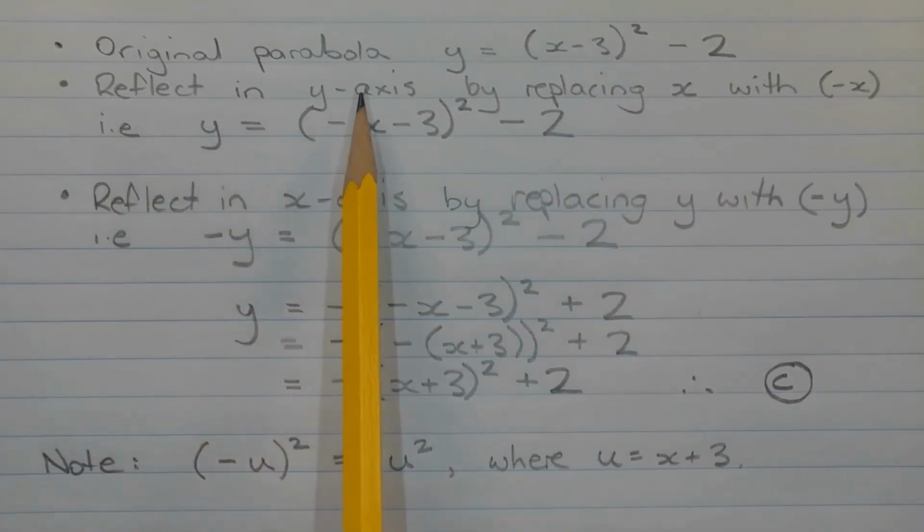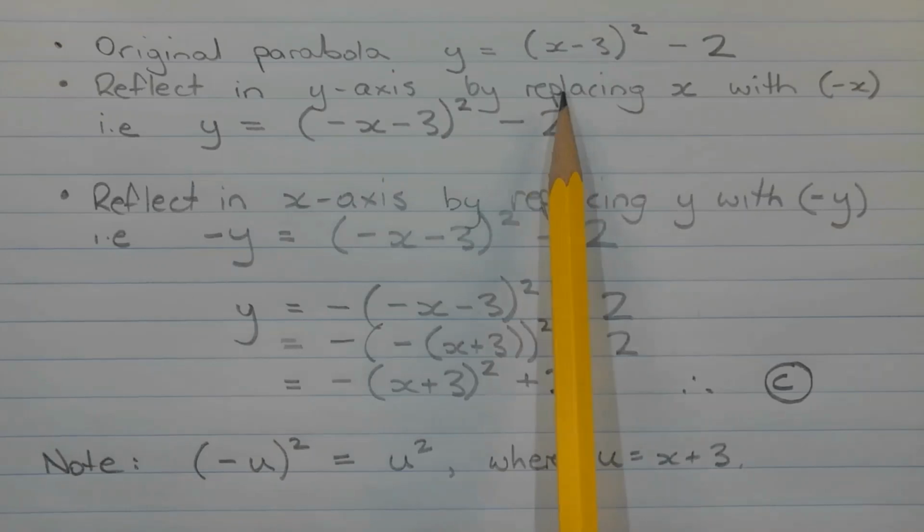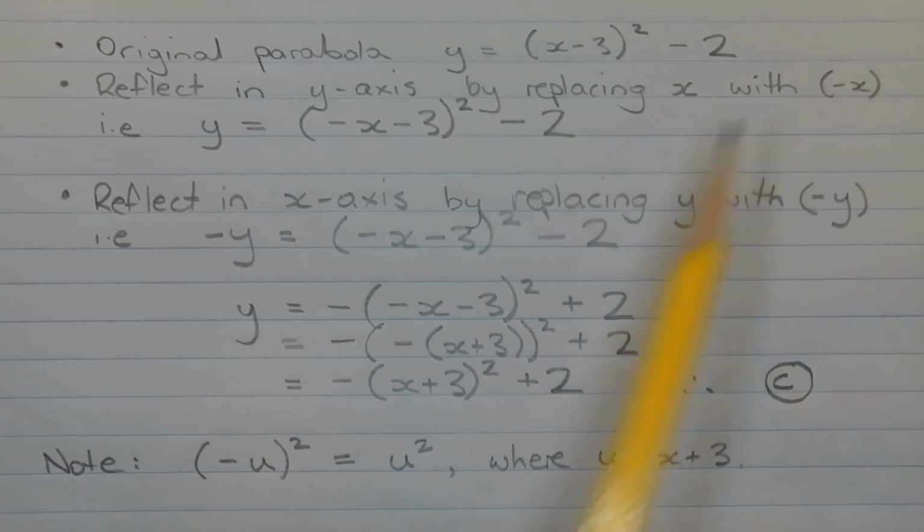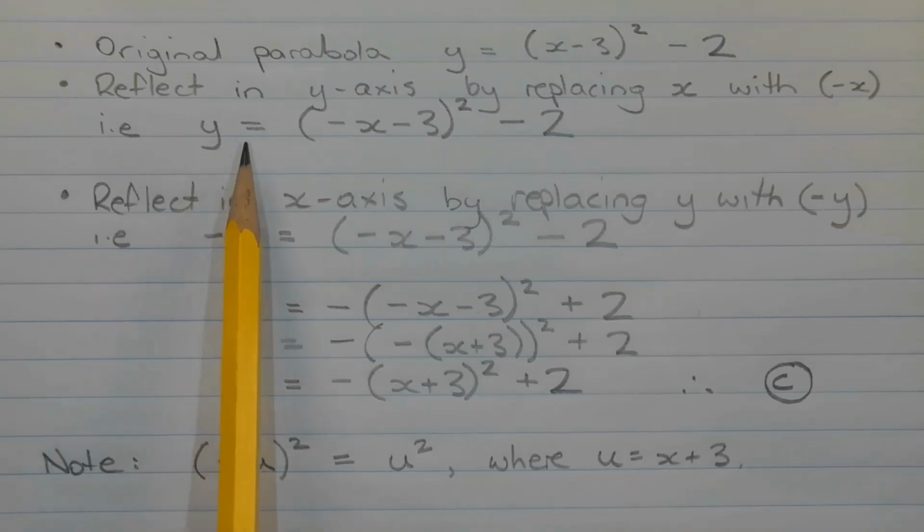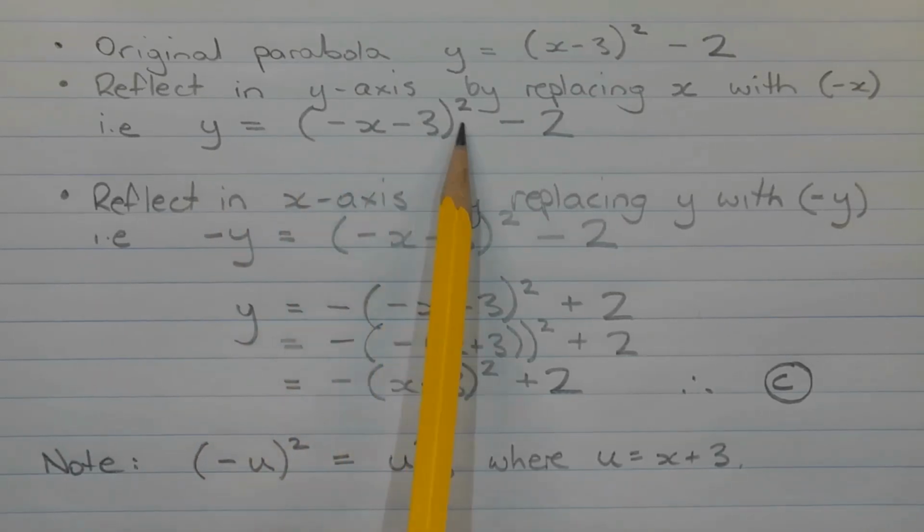Now we're going to reflect this parabola in the y-axis by replacing the x variable with negative x. What that means is every point that makes up that curve, the x coordinates change sign. So whatever was positive to begin with becomes negative, and whatever was negative to begin with becomes positive. So just think that all the x coordinates change sign. So the parabola becomes y equals negative x minus 3 in brackets squared minus 2. We'll factorize out the negative later on, so we'll leave it in that form for the time being.